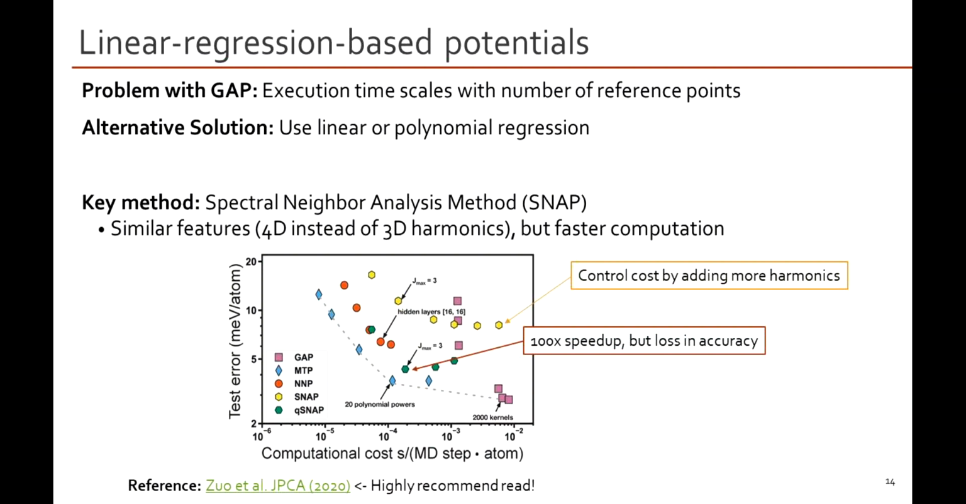Spectral neighbor analysis potentials, that's where the P comes from, and it uses similar kinds of approaches as the GAP we just talked about. Instead of using 3D spherical harmonics, we actually use 4D, so I'm not going to even bother writing them out or showing them as pictures, which gives me models that are up to 100 times faster than GAP, but with a trade-off in accuracy because I'm going from a complex but expensive calculation to one that's much cheaper, like linear regression.